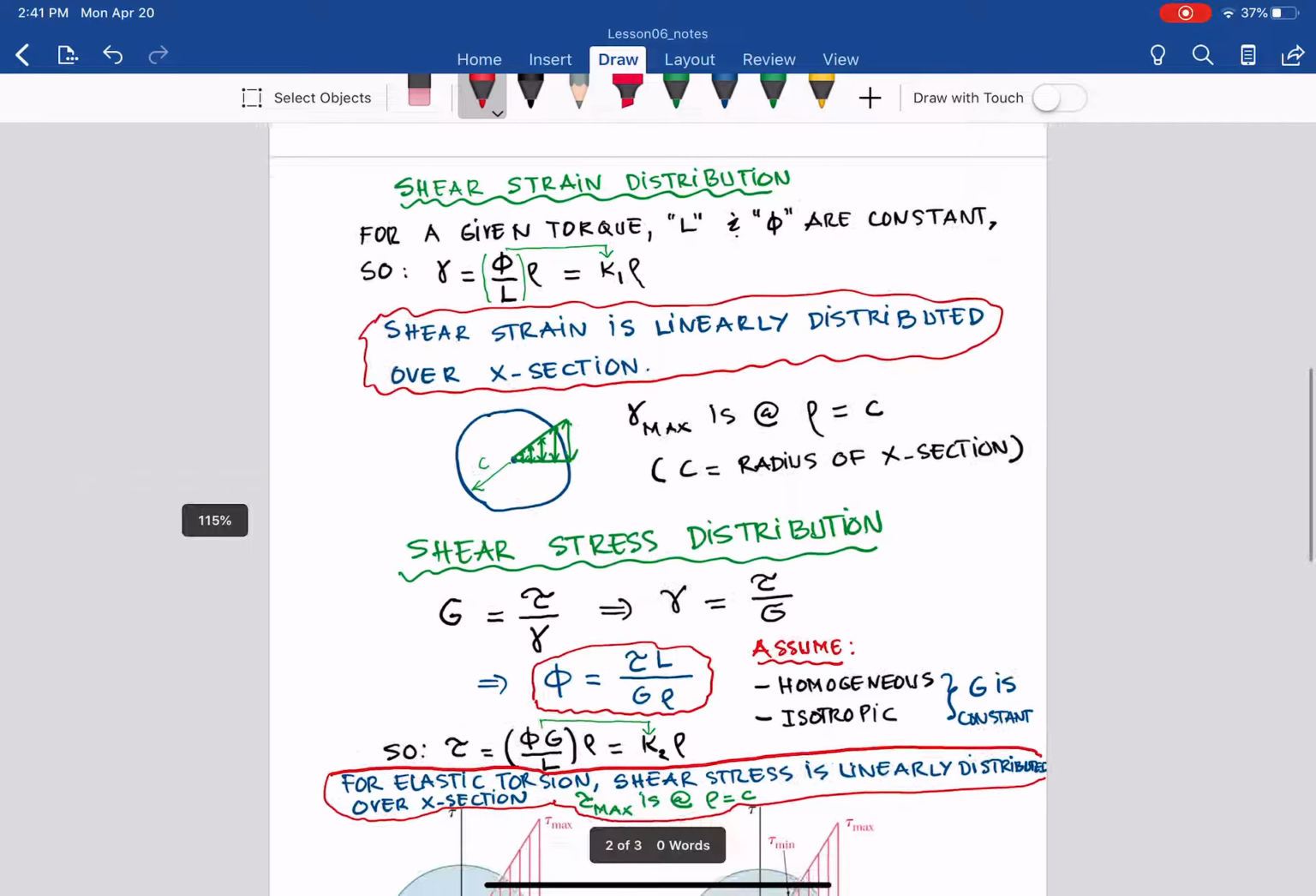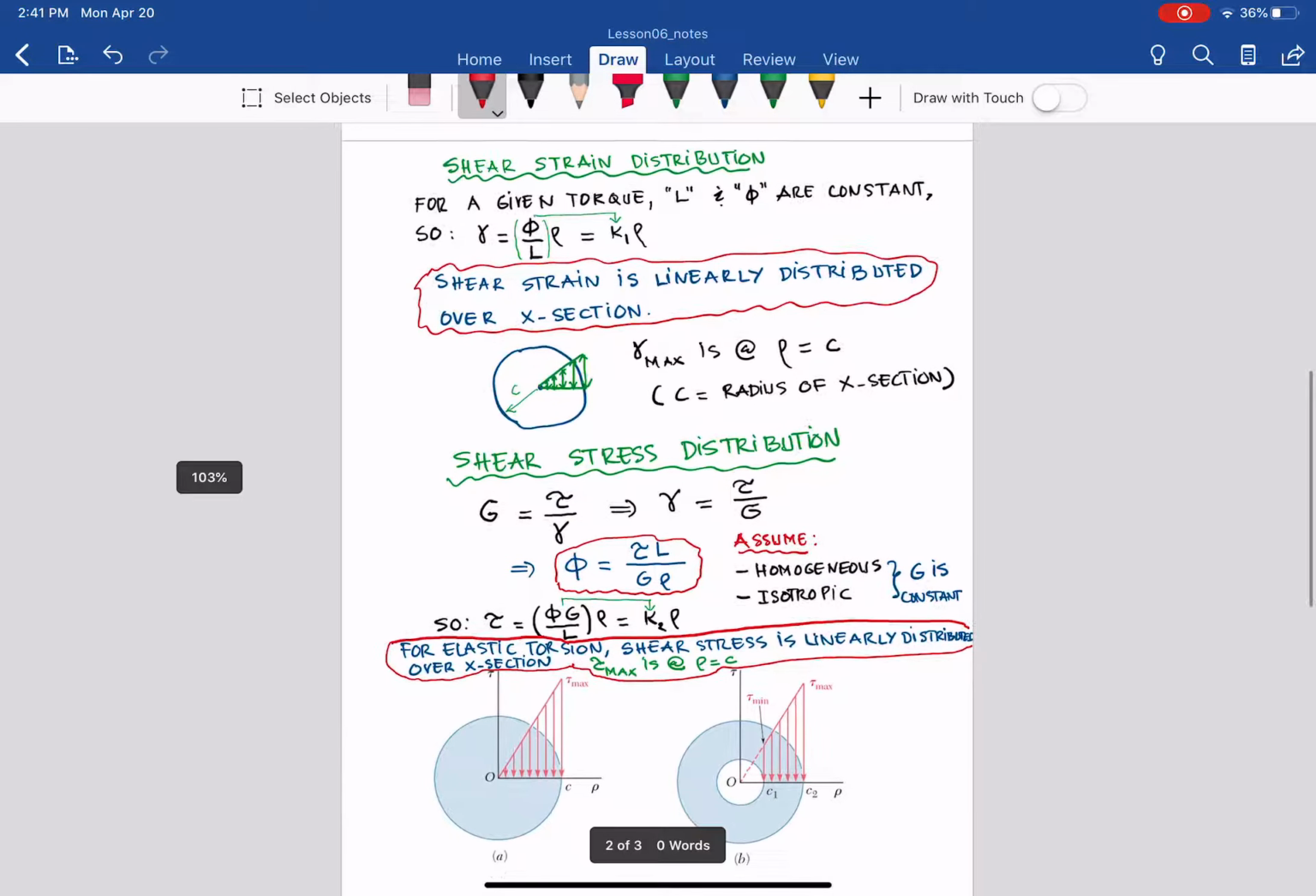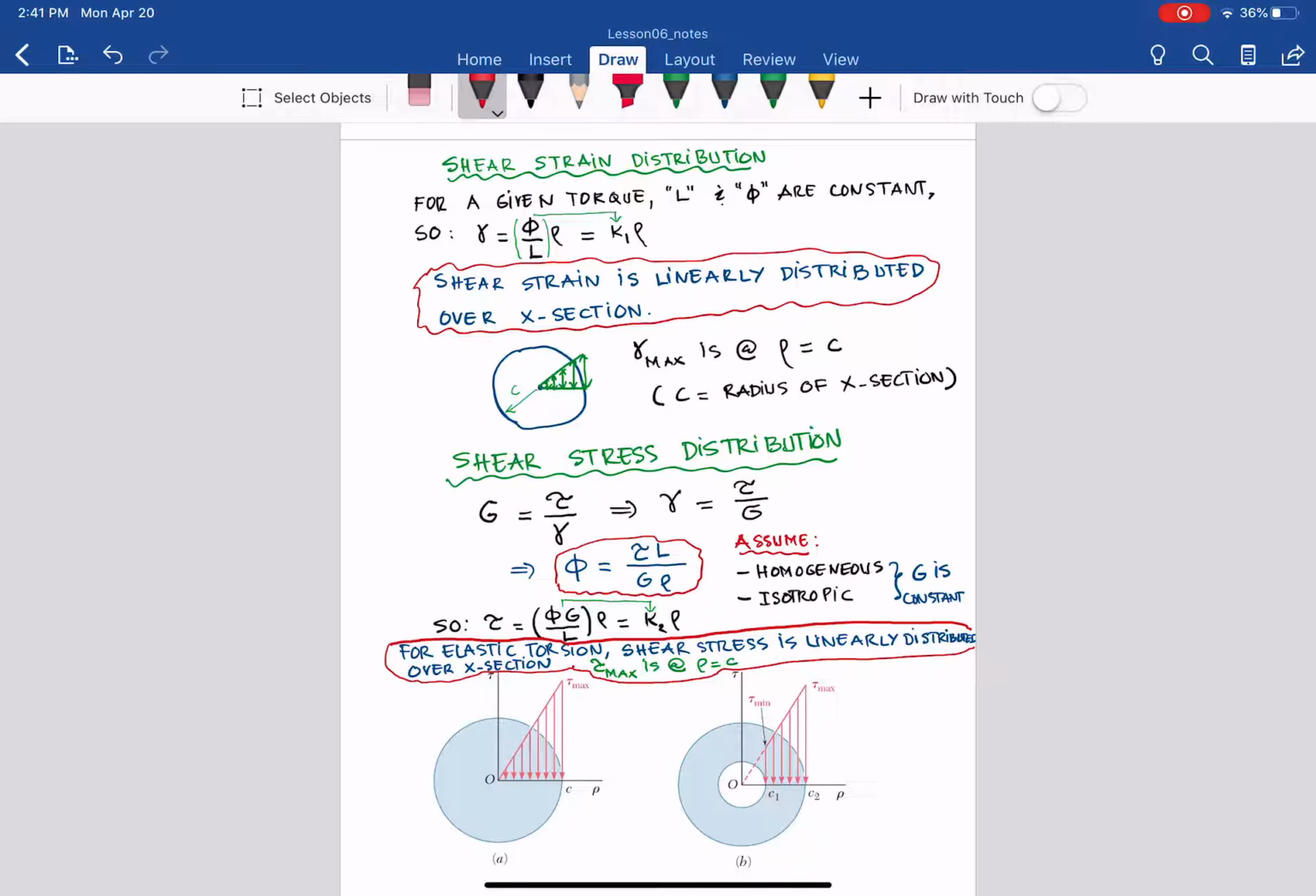So bottom line, the torsion will create shear stress, and the shear stress is distributed from 0 to the maximum at the outermost of the circular cross section, regardless of solid circular cross section or hollow cross section. Similarly, the shear strain also gets maximum at the outermost of the circular cross section, 0 at the center of the cross section. So with that, we finish with the shear strain distribution and shear stress distribution.